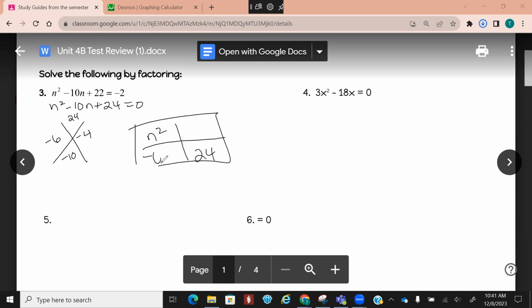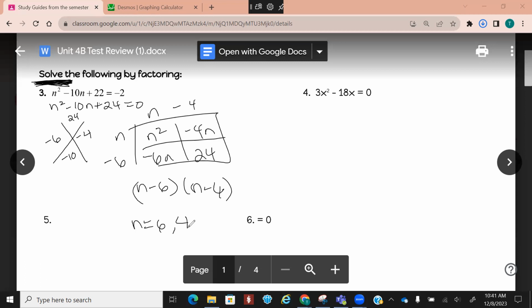so now we're going to put it in a box, and that's going to give me n squared, 24, -6n, and -4n. It's okay if you switch those, that's fine, because you're going to get the same outcome on each side. So you'll have n-6 times n-4. Now, this problem says solve. So what you're going to do from here is take these and set them equal to 0. Okay, so that should give you n equals 6 and n equals 4.